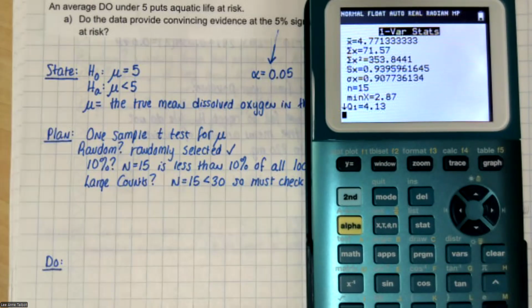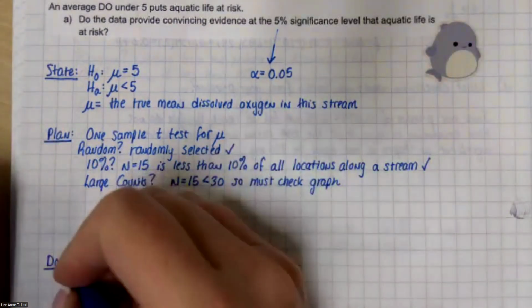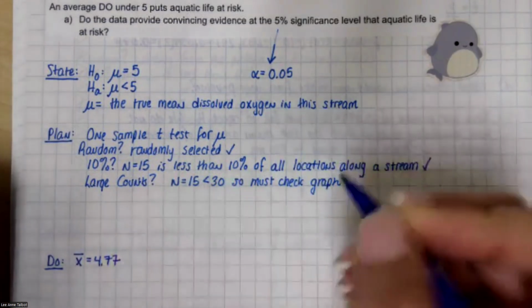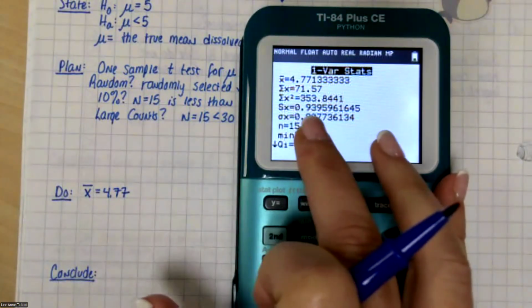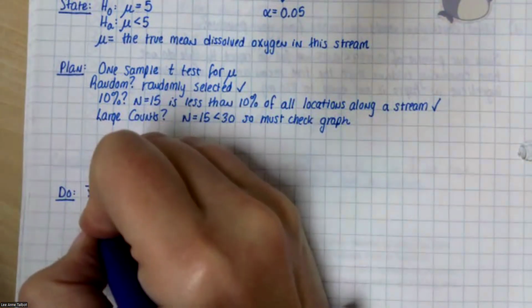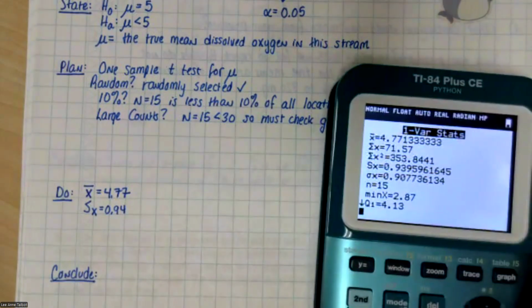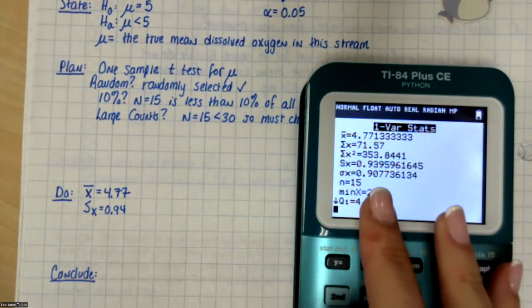And check mine. Did anybody get the same thing as me? Okay, we're in business then. So down here, while I'm here, I'm going to put x bar equals 4.77, and then s sub x equals 0.94. Just going to jot those down over there in my do set. Everybody good so far?